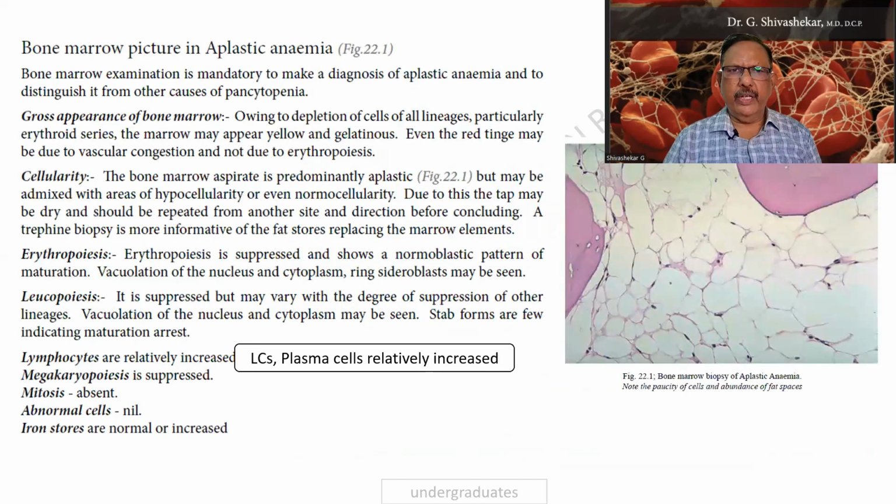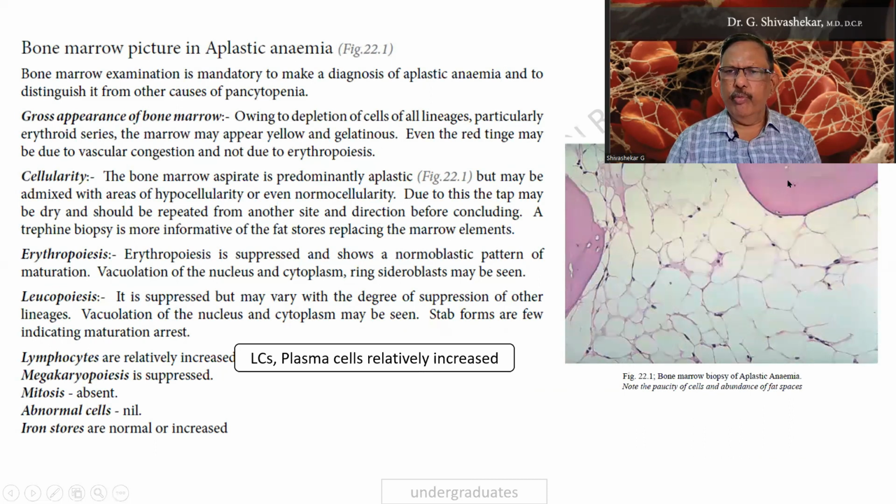The bone marrow picture is one of the most important things that we should describe. Whenever we describe a marrow, there are certain subheadings. One is cellularity. Here in this picture, I find that there is a marked reduction in the cellularity. Almost 90% of the marrow or even more is replaced by fat.